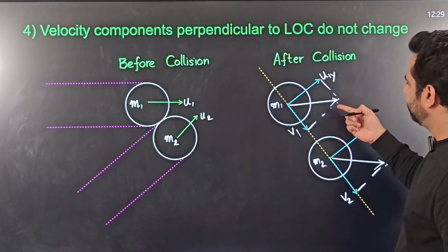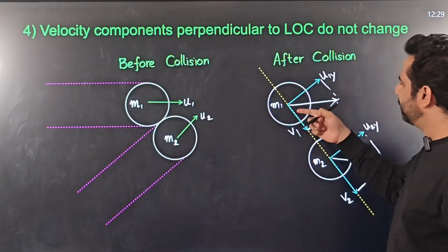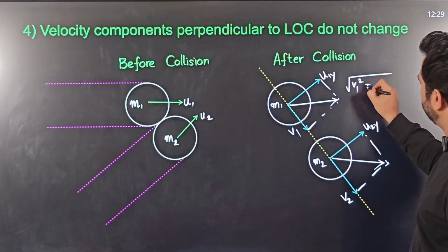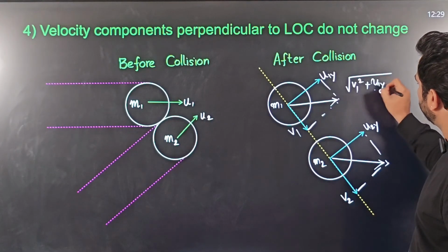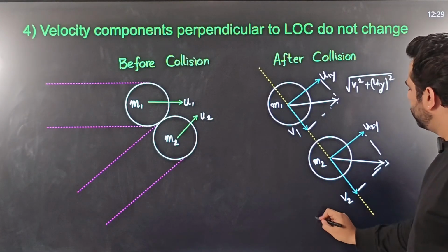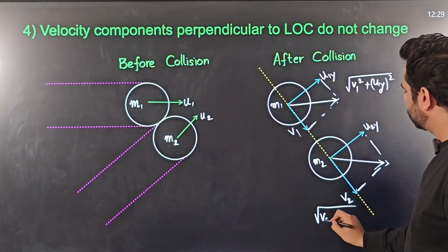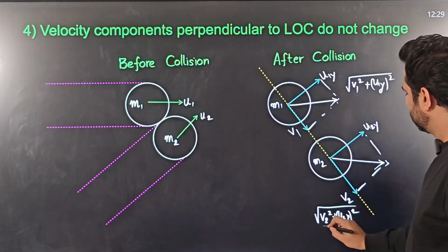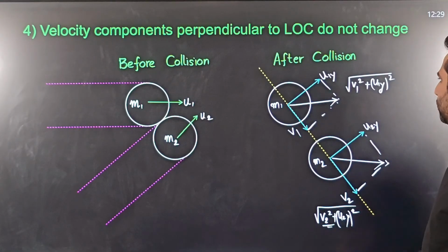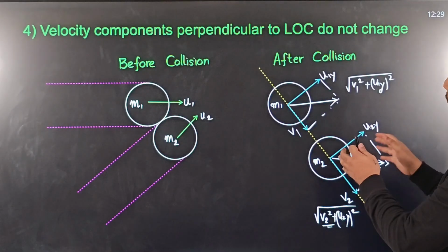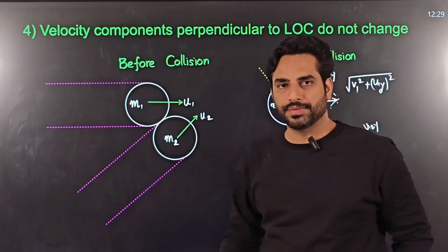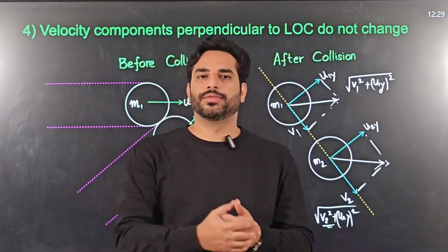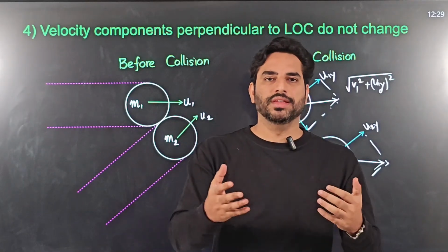The speed or the magnitude of velocity of M1 after collision would be the square root of V1 squared plus the unchanged component, that is U1y, whole squared. The speed of M2 after collision would be the square root of V2 squared plus U2y whole squared, as you can see in the figure. So this is the situation after collision. So these are the 4 steps which are very much useful, and you can solve any problem of oblique collision in a very easy way.